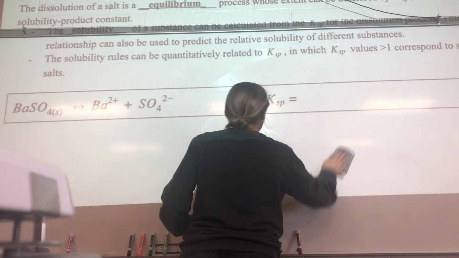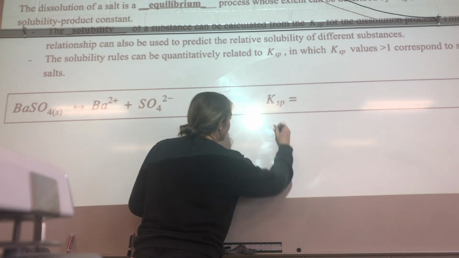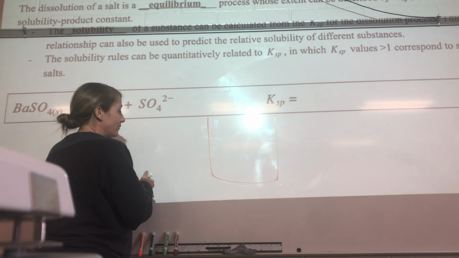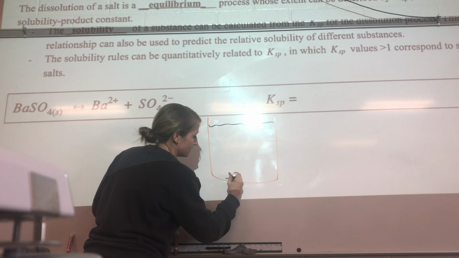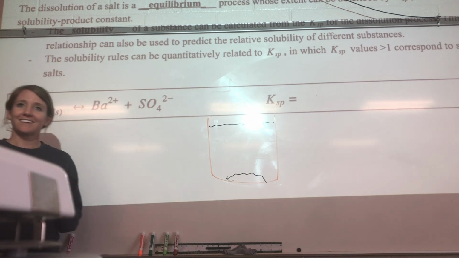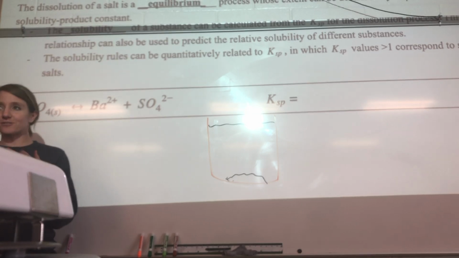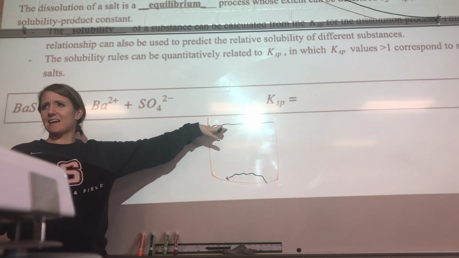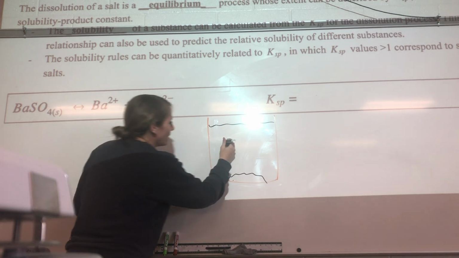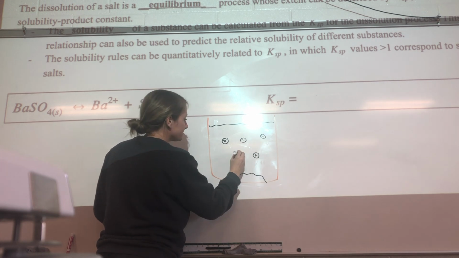Okay, so let's draw a cute little picture here. Here's my beaker. If I pour some salt, there's water, here's clumps of salt. If I pour some salt into the water and I keep pouring it and stirring, eventually it will stop dissolving, right? Because there's a point at which you can't dissolve anymore based on how much water's in the cup. So floating around in the water are the positive and negative ions as it dissolves.